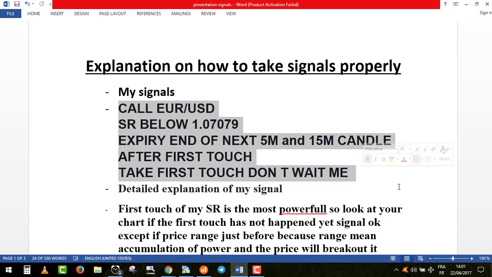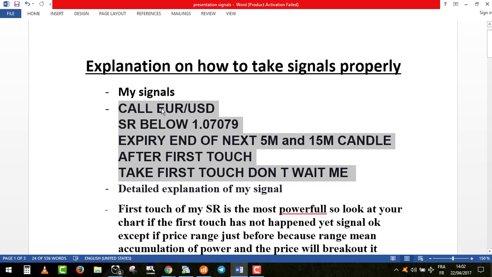Just follow my indication, and if there are some of the following examples that are against my signal, just wait for any of my advice under the post on Facebook and I can guide you correctly for each one of my signals. So first, call EURUSD.